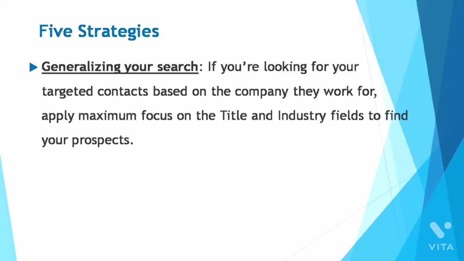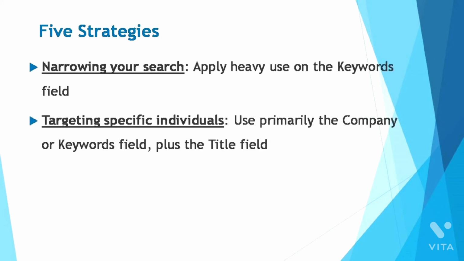Generalizing your search. If you're looking for your targeted contacts based on the company they work for, apply maximum focus on the title and industry fields to find your prospects. Narrowing your search. Apply heavy use of the keywords fields to narrow your search results when you need to reach people within a specific niche of an industry. Targeting specific individuals. Use primarily the company or keywords field plus the title field to help you find specific individuals in your targeted companies or industries.